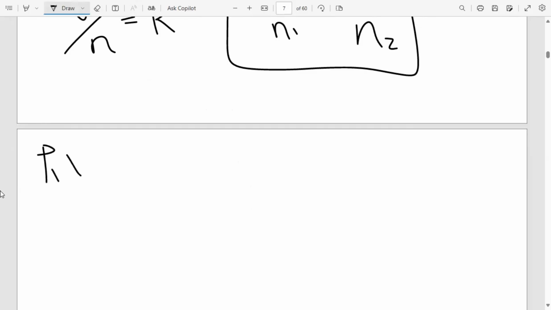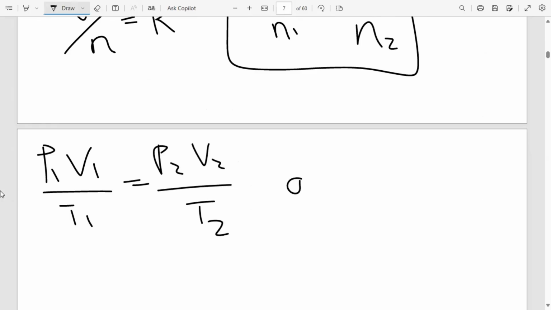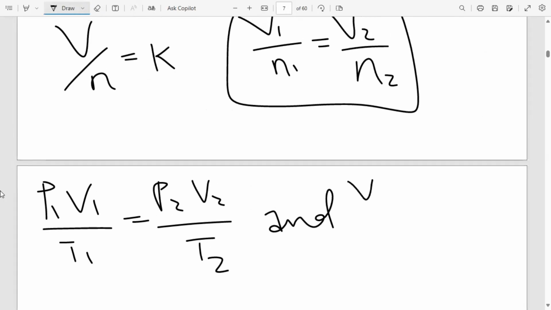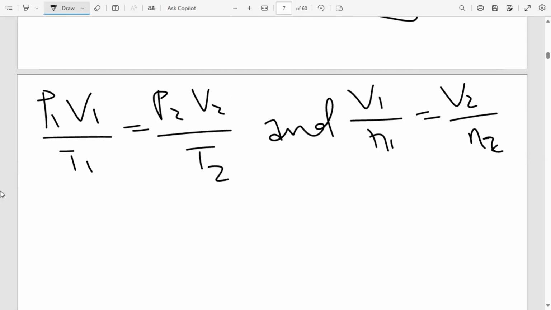I had P1 V1 over T1 being equal to P2 V2 over T2. Then we have Avogadro's law, which I'm trying to integrate into this formula, which is telling us that when you have constant pressure and constant temperature, V1 over N1 should be equal to V2 over N2.